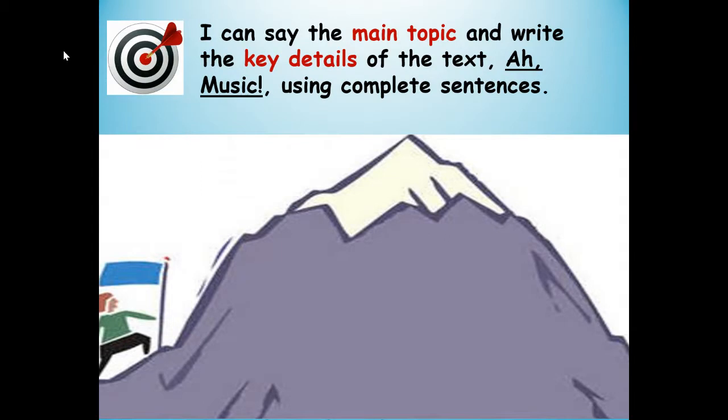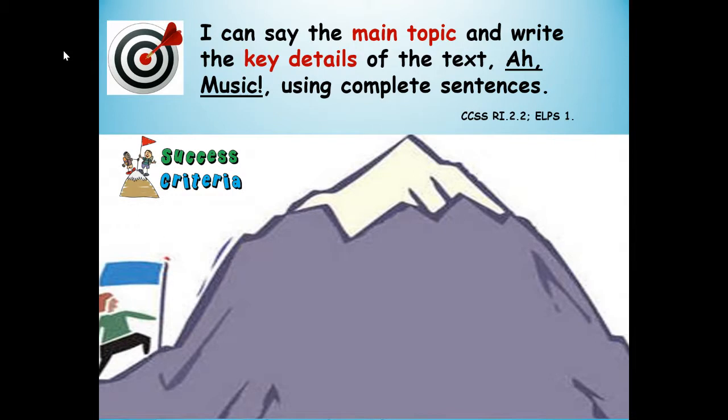So here's our learning target. I can say the main topic and write key details of the text, Music, using complete sentences. Success criteria. That means how will you know you're successful at saying the main topic and writing key details of the text? Well, here are our steps to success. We're going to do this one step at a time to reach our learning target, our end goal.